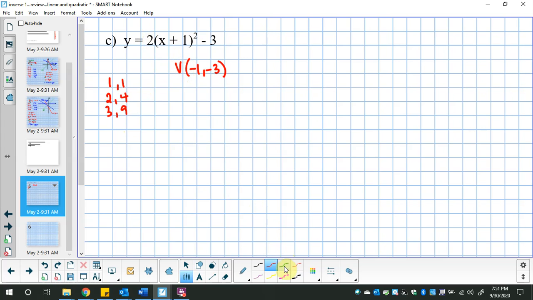But because the 2 is there, that means this is vertically stretched, and vertical is on the y, so we have to take all those numbers and times them by 2 to get a new set of numbers. So I hate to squish it in here, but that means 1, 2, 2, 8, 3, 18. So I've had to double those, and there is a reason I haven't put the brackets around all of these, and I'll show you that in a second.